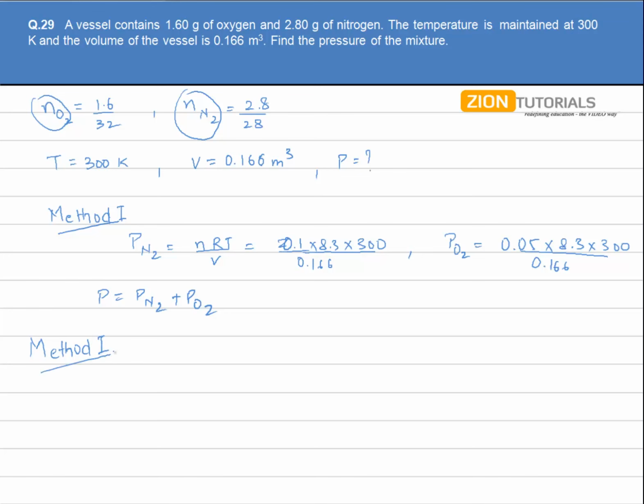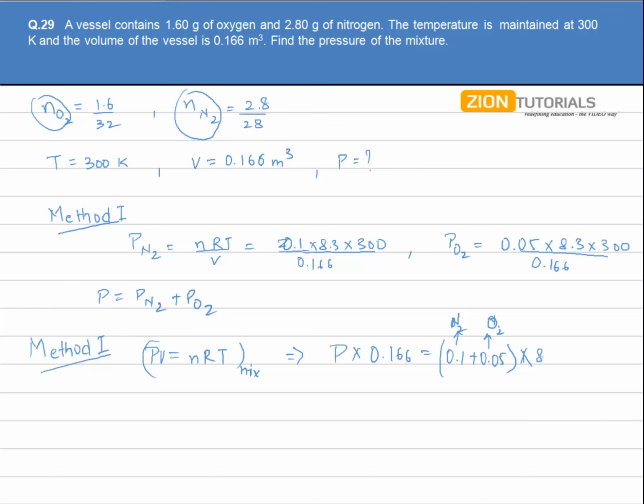Now, if I talk about method 2, or the second approach, I can very well say that PV equals nRT, right? I can apply this for the mixture. This equation is for the mixture. So what we will do is total pressure P into the total volume, which is 0.166, equals N, where N is the total number of moles, which will be 0.1 plus 0.05. That means the moles of N2 plus moles of O2, the total number of moles.